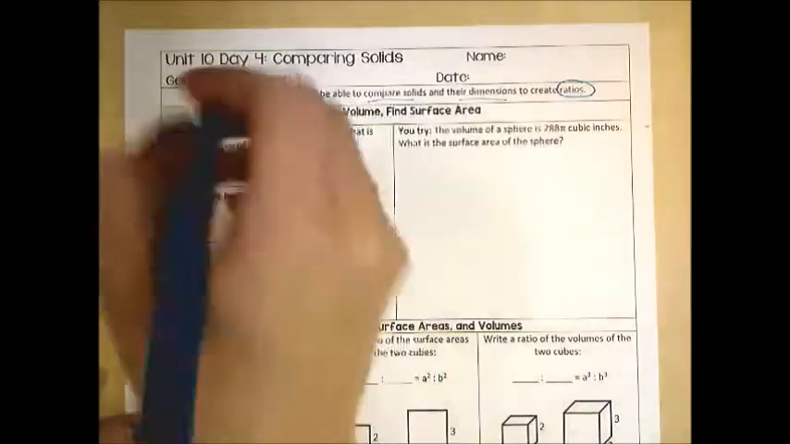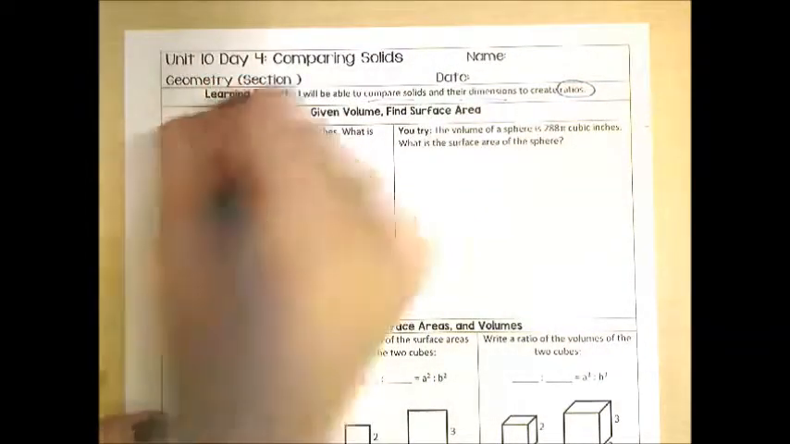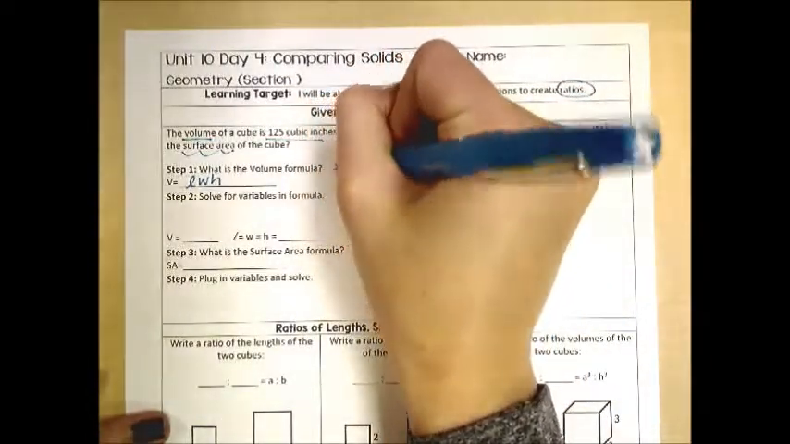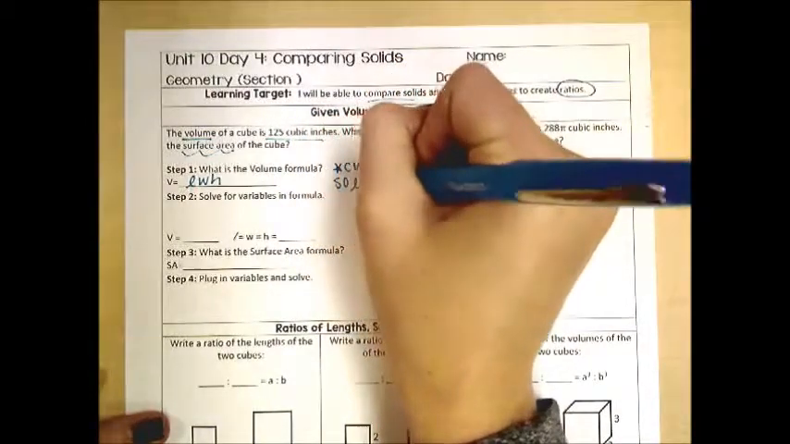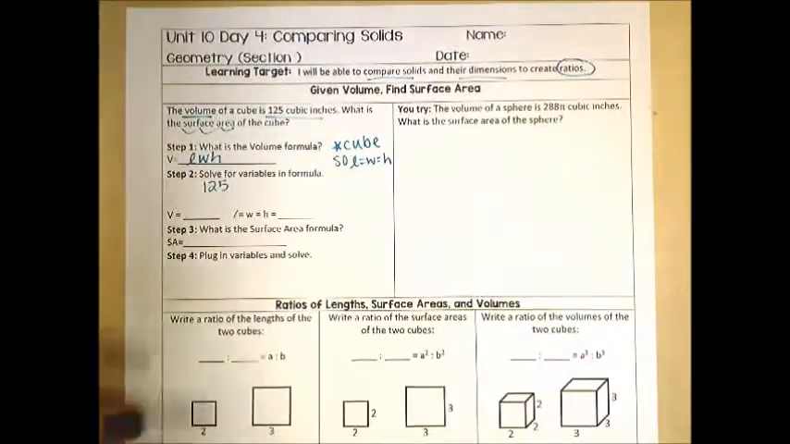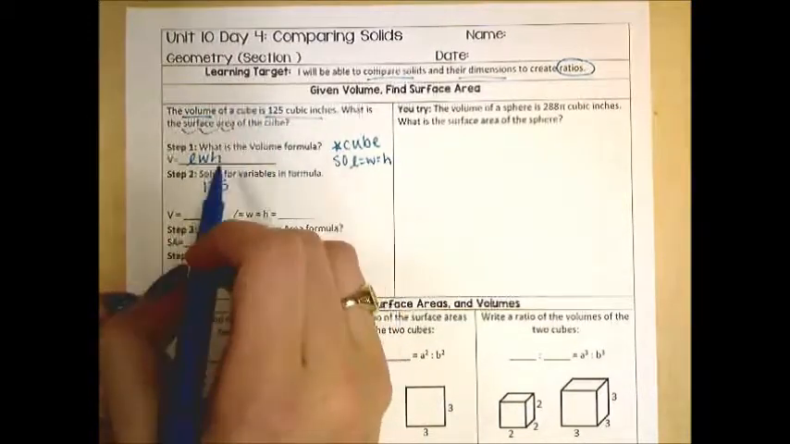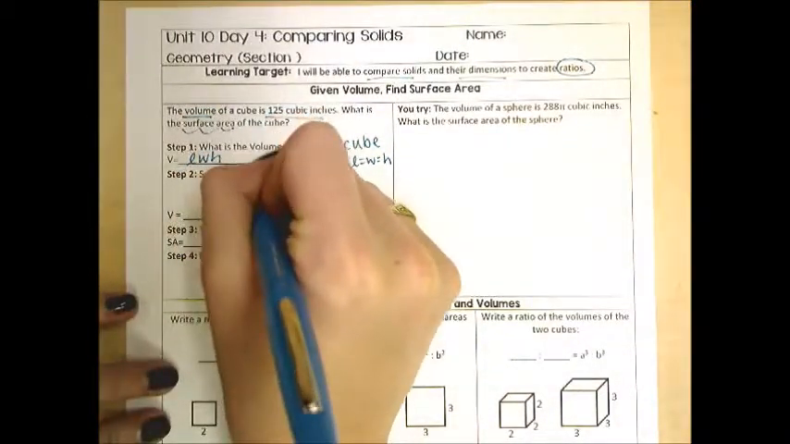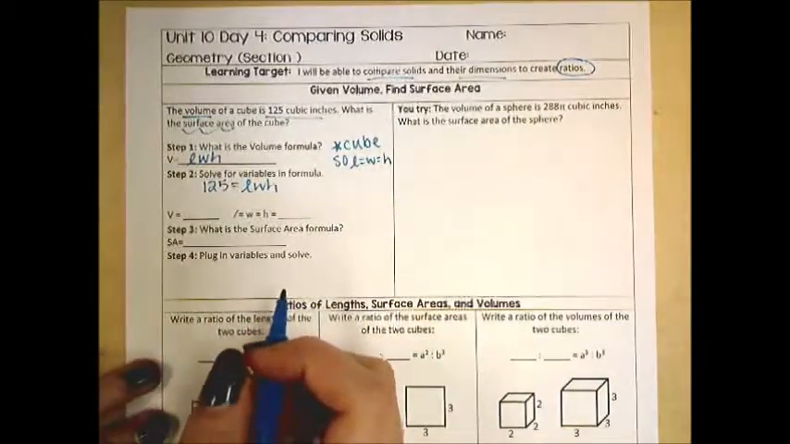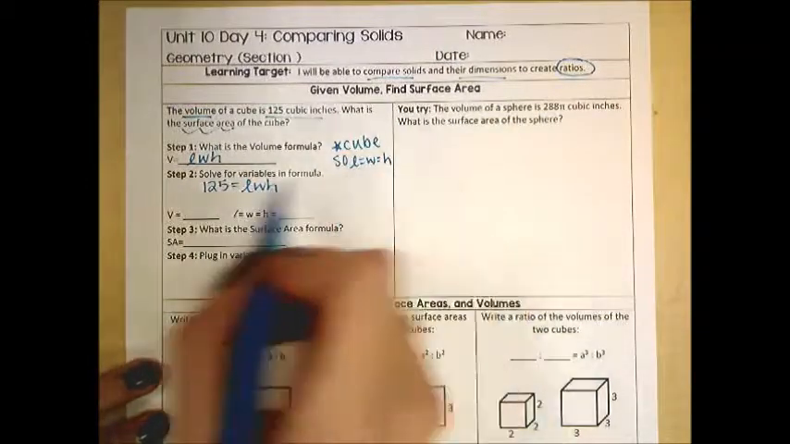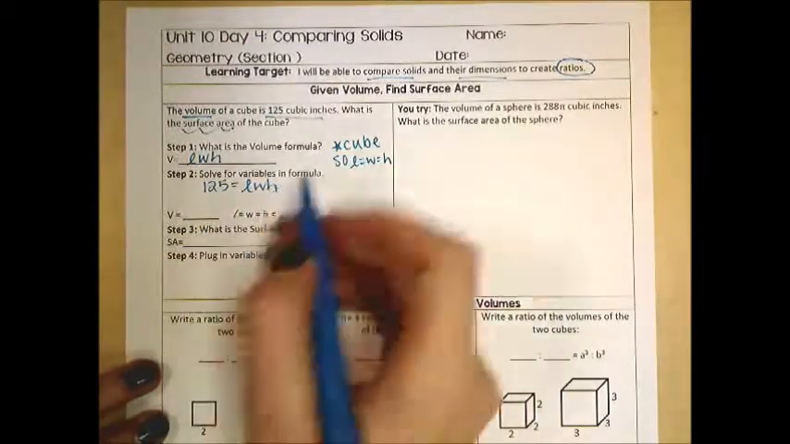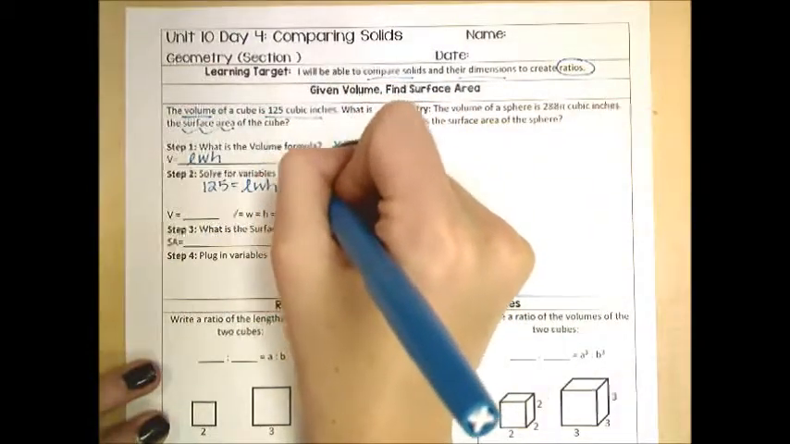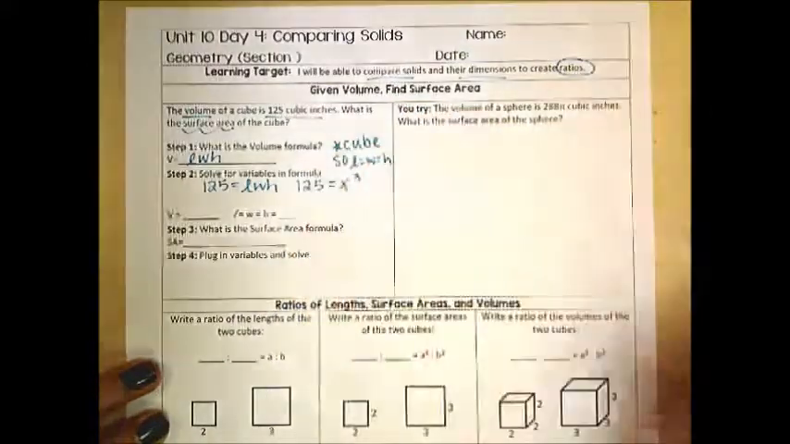So first, my volume formula for a cube is just length times width times height. And since it's a cube, that means each face is a square. So the length equals the width, which equals the height. So I can just write that my volume, 125, equals length times width times height. Since we said that all of those are going to be equal, then I can just take the cube root of this, since it's going to be equal to one variable cubed. So I could write 125 equals x cubed.